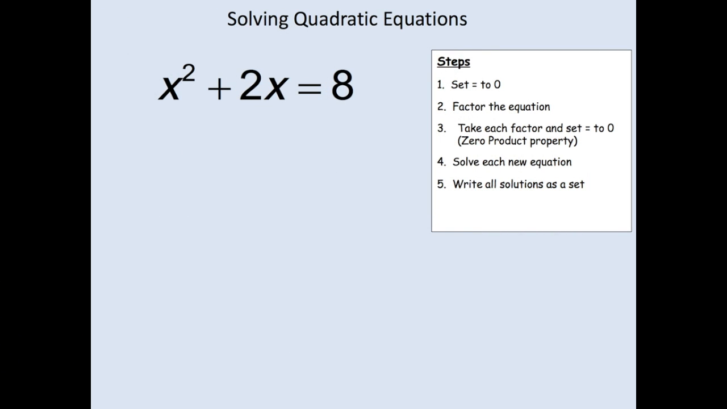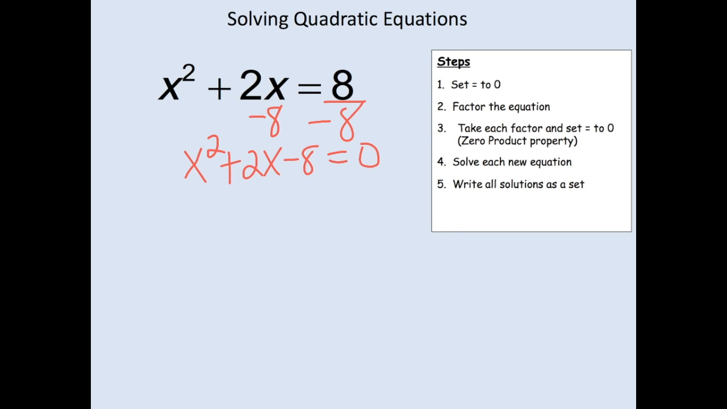Alright, we're going to start with x squared plus 2x equals 8. Now as you can see, it's not set equal to 0. So the first thing we're going to do is simply subtract the 8 from both sides, giving us x squared plus 2x minus 8 equals 0. Now we've got it set equal to 0. We can look at just our quadratic function there. And now the next step is to factor it.